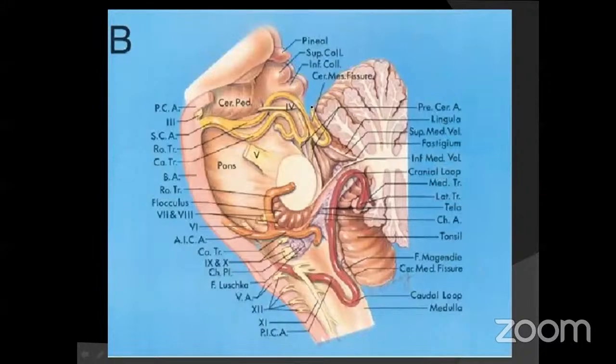So now we can see this in detail. As we can see here, the upper complex, the SCA, after its origin from the basilar artery, is divided into two components, two trunks, a rostral trunk and a caudal trunk. And it is associated with the third cranial nerve, the fourth cranial nerve, and part of the fifth cranial nerve.